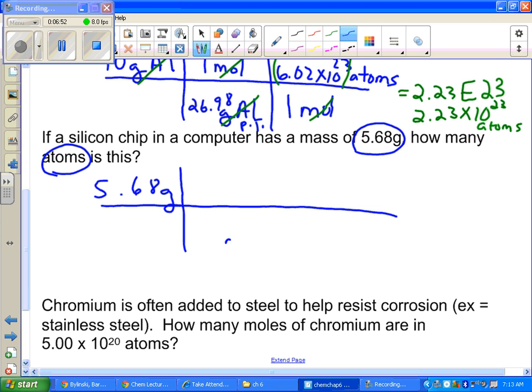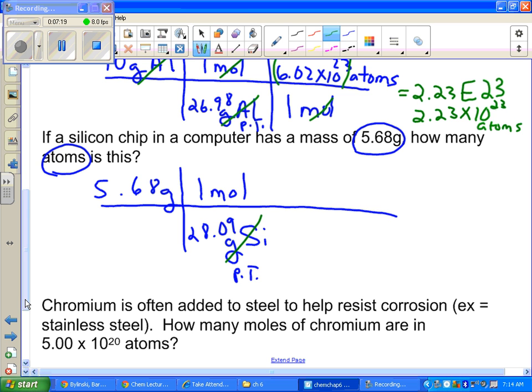Gram is on top, so gram will go on the bottom. The element in question is silicon. Where do you find the grams of silicon? I believe that's on the periodic table, so make sure you're looking at that top decimal number. I'm going to say 28.09. You could have said 28.10 as well, that's fine. And what's the conversion? It's 1 mole, that doesn't change.